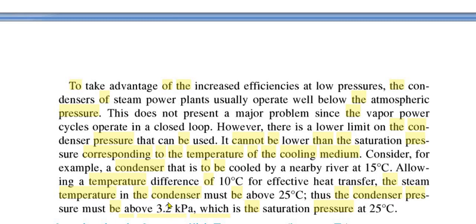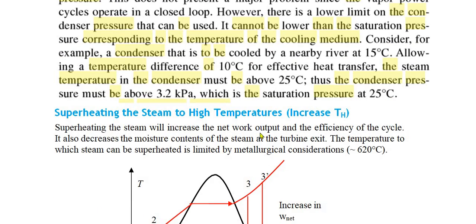The pressure of the exit steam should not fall below the saturation pressure of the liquid we are using. Then only will the heat transfer take place. That is the first method, lowering the condenser pressure. The second method is increasing the TH. How do we increase the TH? By superheating the steam to higher temperatures.